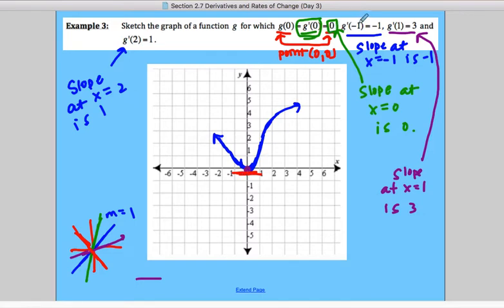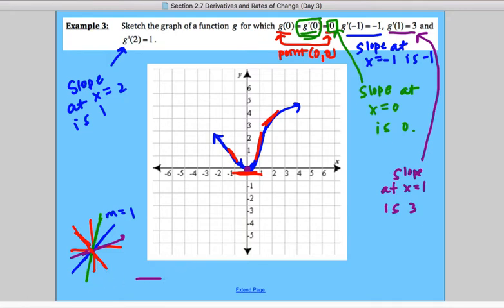If I go to -1, does it look like I have a slope of -1 here? Yes. G prime of 1: at 1, I have a slope of 3. Does it look like I have a steeper slope than just 1? Yes, so I would say it looks close to 3. And then g prime of 2 equals 1. So at 2, does it look like a slope of 1? I would say yes, it does. It looks like it's crossing at that 45 degree angle. Okay.